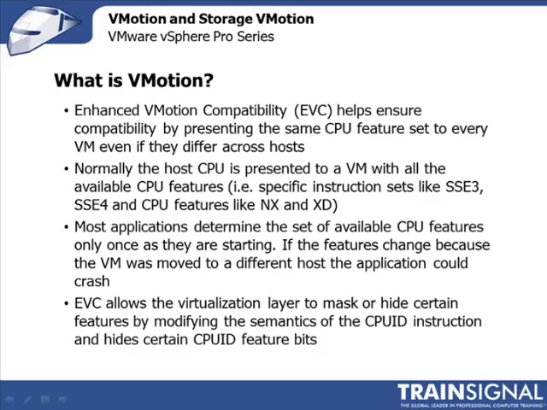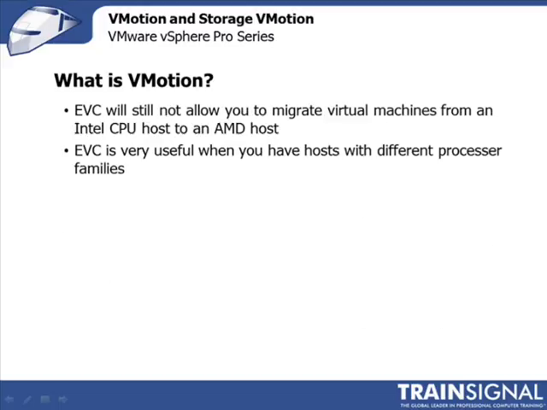EVC ensures that all hosts in a cluster present the same CPU feature set to every virtual machine, even if the actual CPUs differ on the host servers. However, this feature will still not allow you to migrate virtual machines from an Intel CPU host to an AMD CPU host. Intel CPUs and AMD CPUs are very different from each other, and no virtualization software supports live migration from an Intel host to an AMD host.